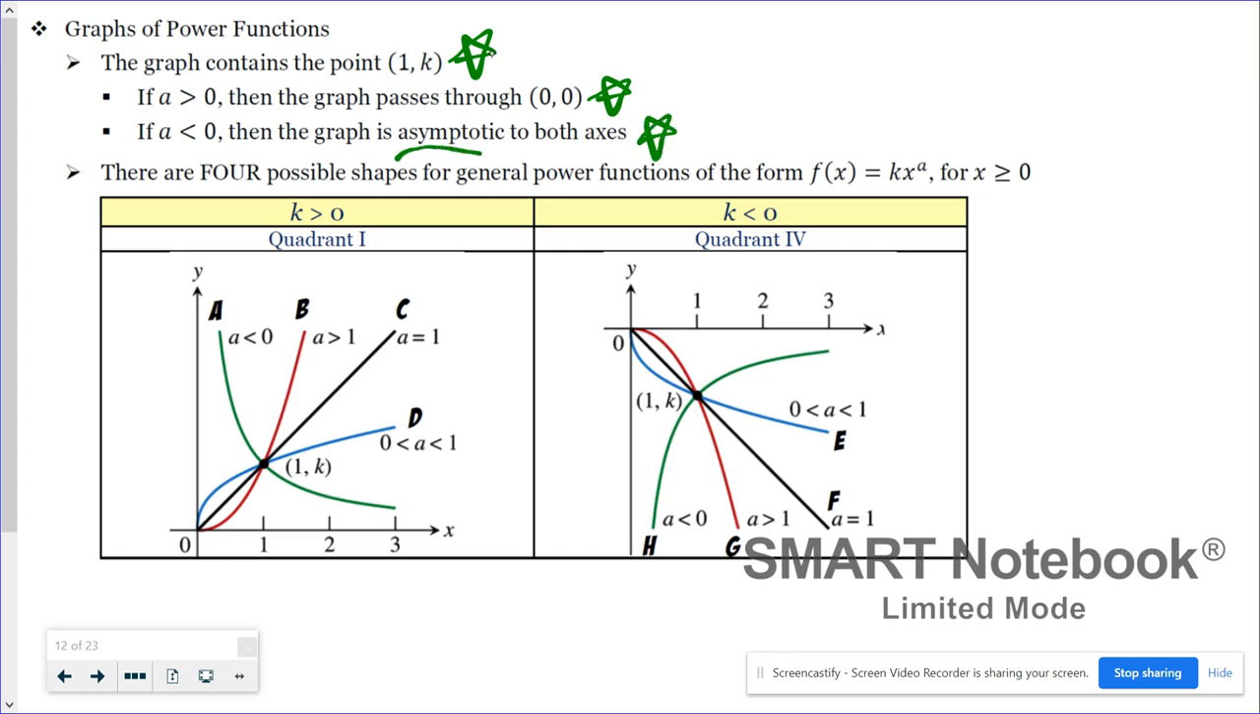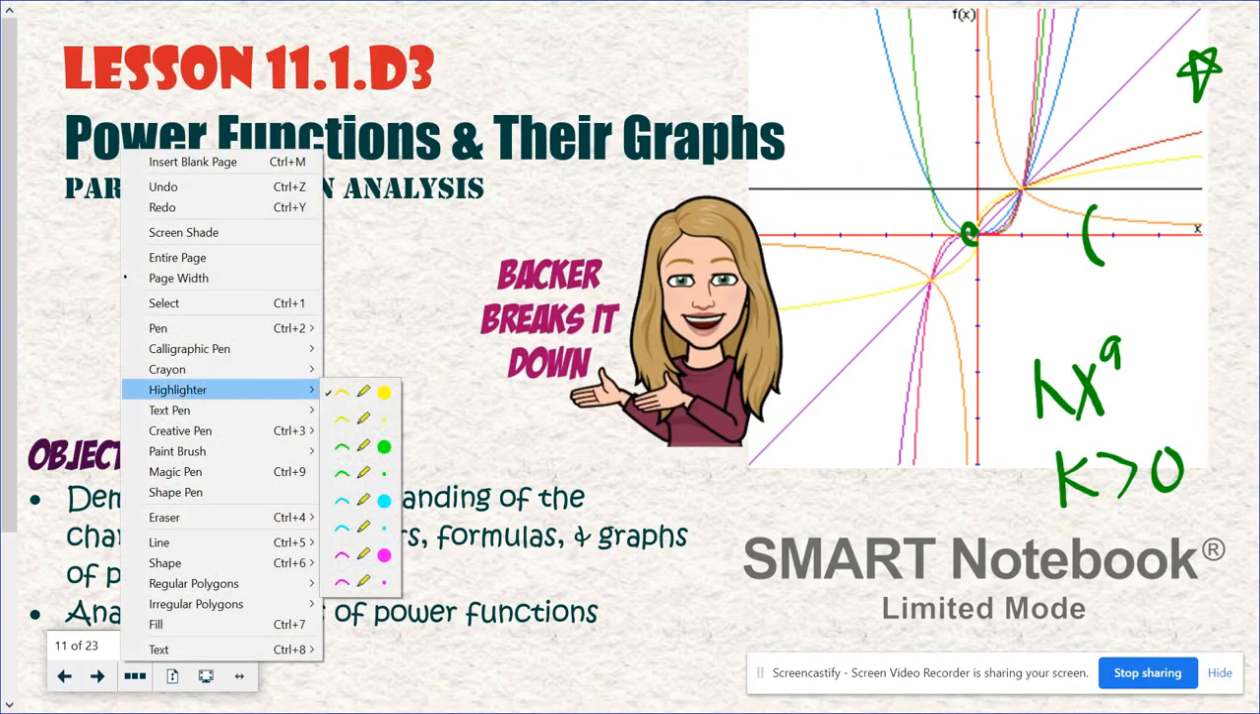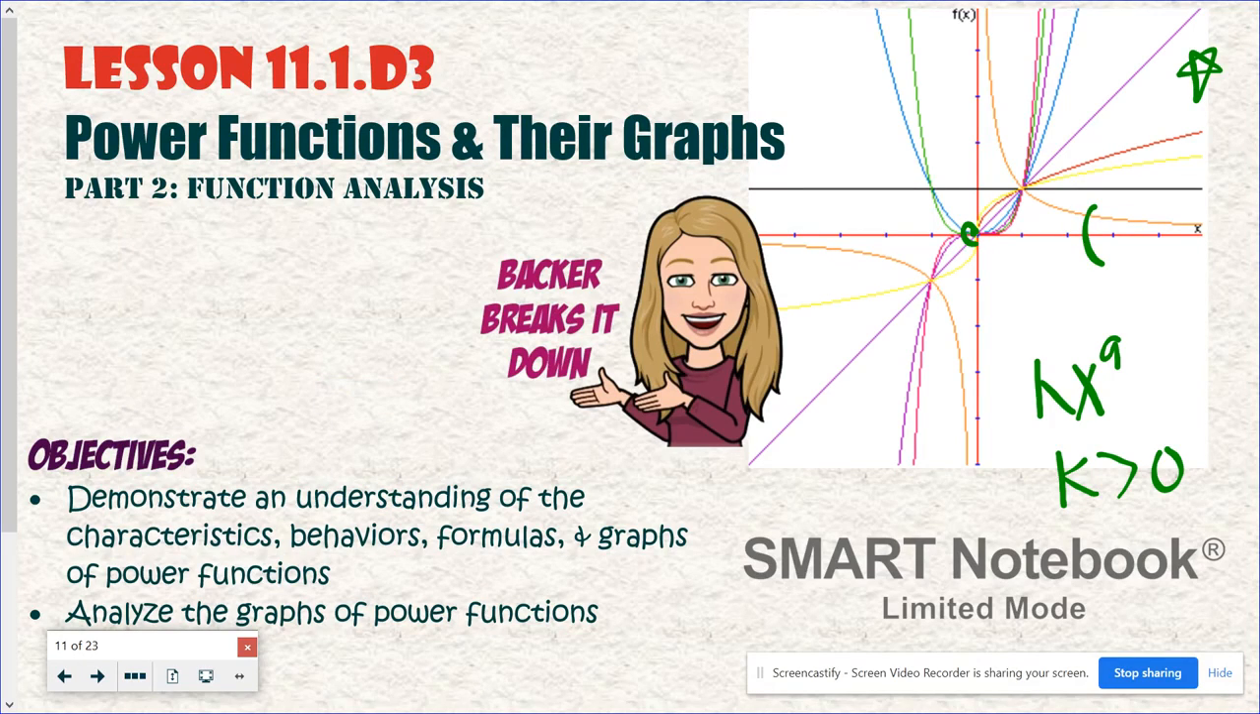If you're wondering what asymptotic is, let me highlight for you here. Notice that this graph in orange doesn't pass through (0, 0), and it's getting really, really close to the x-axis, but not crossing or touching it, and it's getting really, really close to the y-axis, but it's not crossing or touching it. So that's what we mean when we say they're asymptotic to both axes.